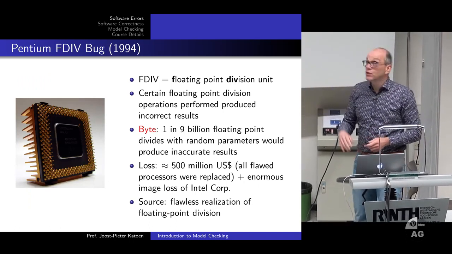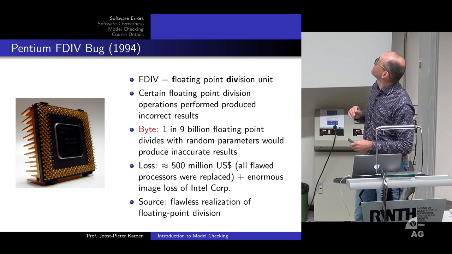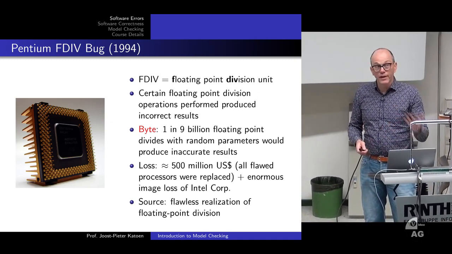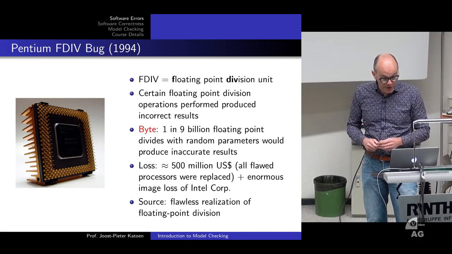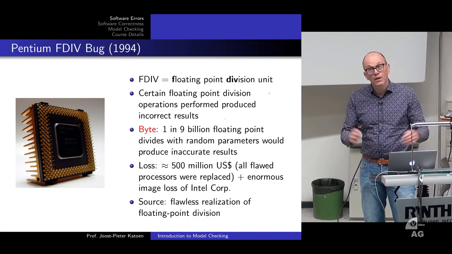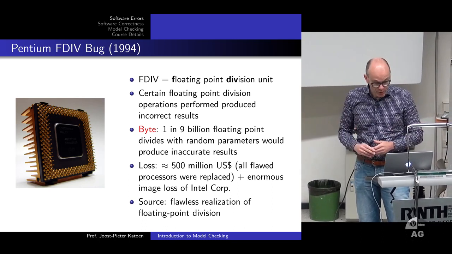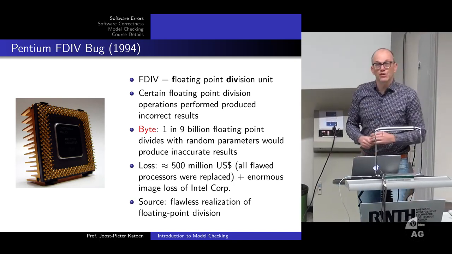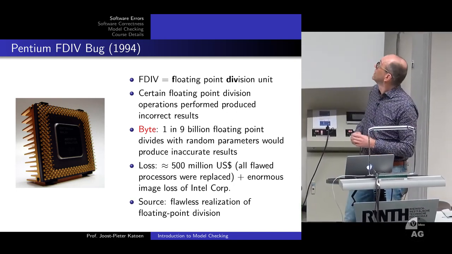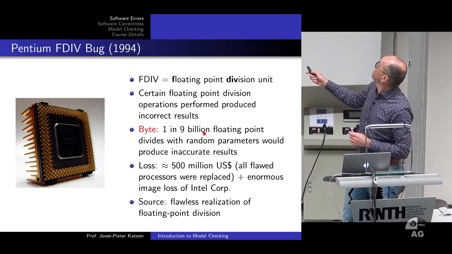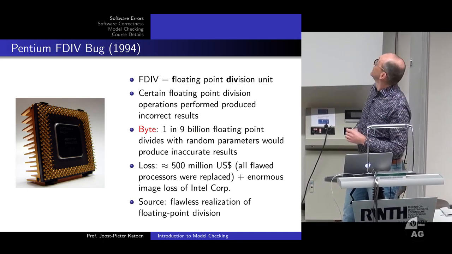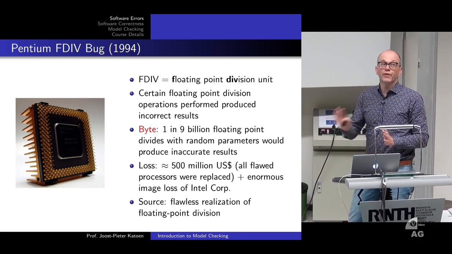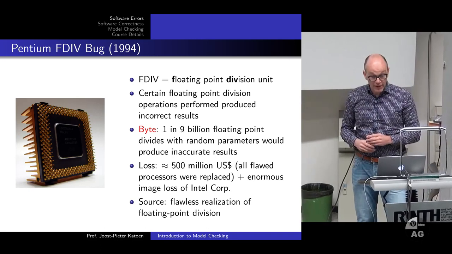This is a hardware bug of the Pentium floating point division unit. What turned out to be the case, some people that were actually doing floating point division operations, this all worked fine until at some point people were really looking into big experiments, and the accuracy of the results turned out to be very important. And it turned out that 1 in 9 billion floating point divisions produces inaccurate results. So it took a very long time before this bug was found, actually.